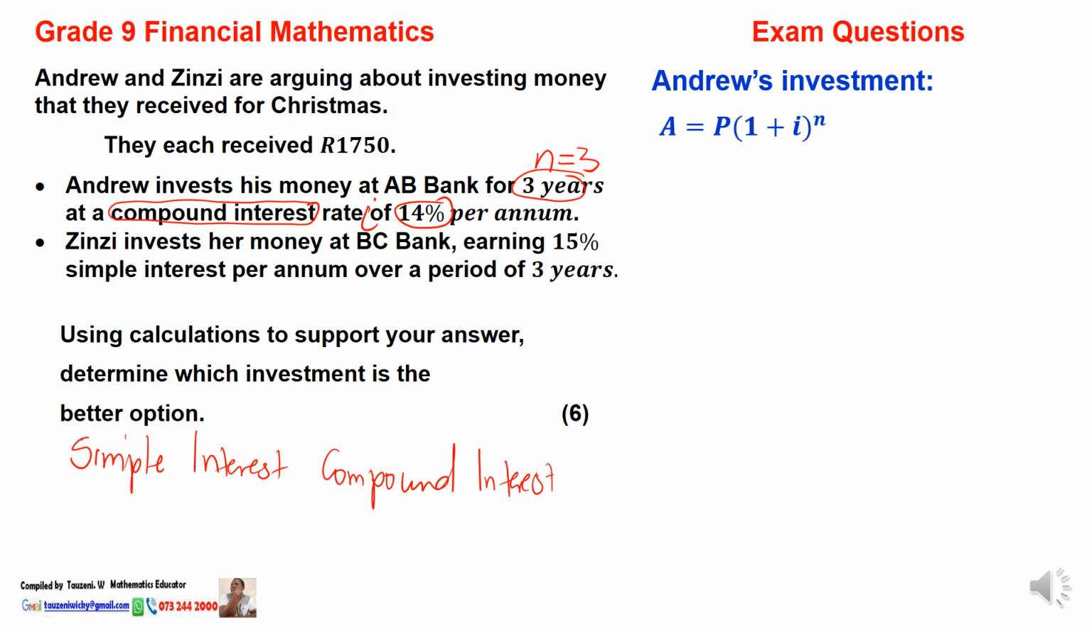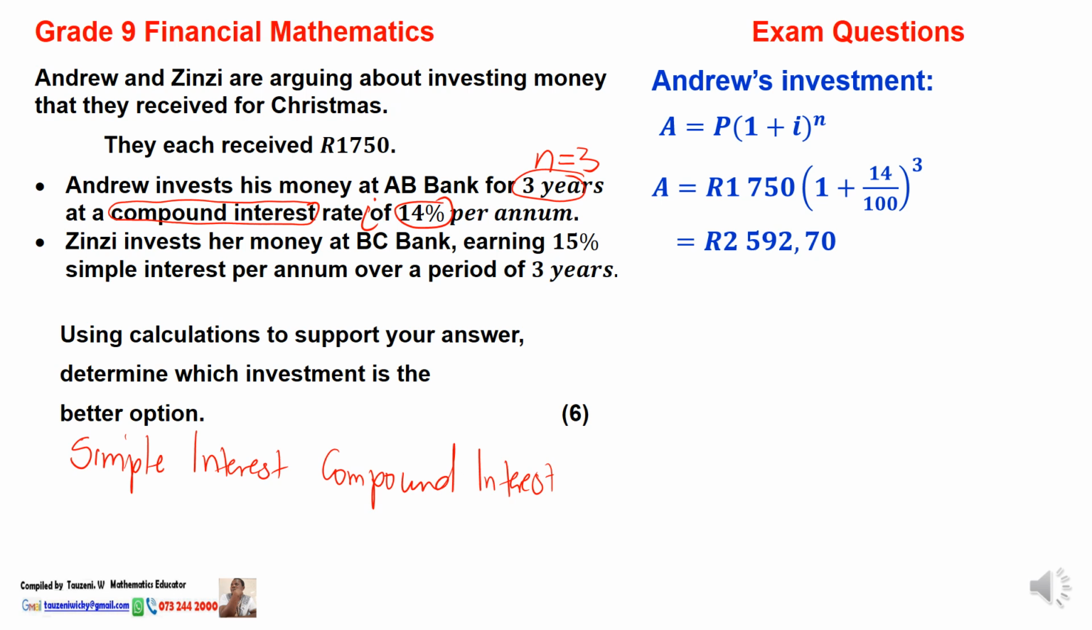So you write the formula down. A is equal to P factor of 1 plus I to the power of n. In place of P, we put the amount that was invested, 1,750. Then in place of I, it's 14%, which is 14 over 100. In place of n, we have n is equal to 3. Then after that substitution, you type this expression in your calculator. It will tell you the answer. So Andrew's investment grew to 2,592.7. That is the amount of money that Andrew got after his investment.